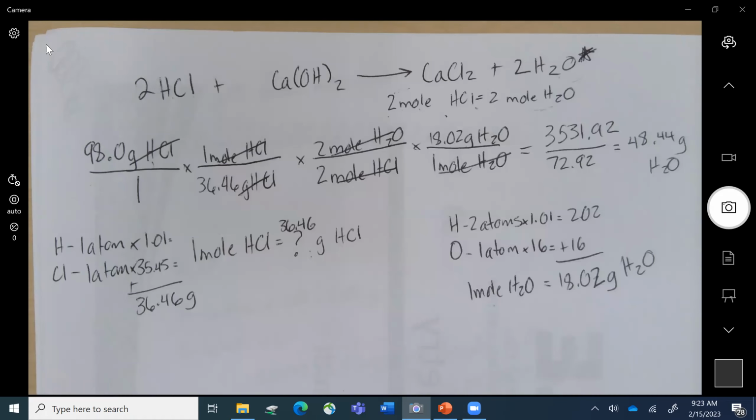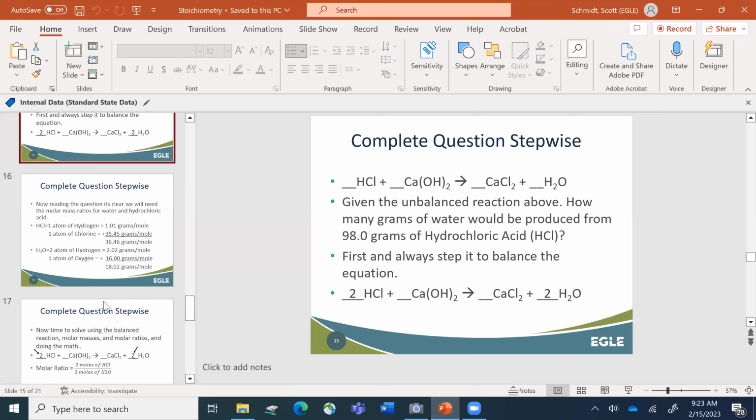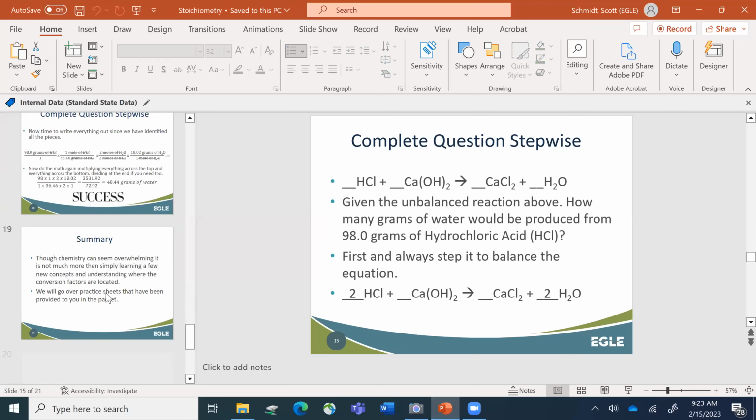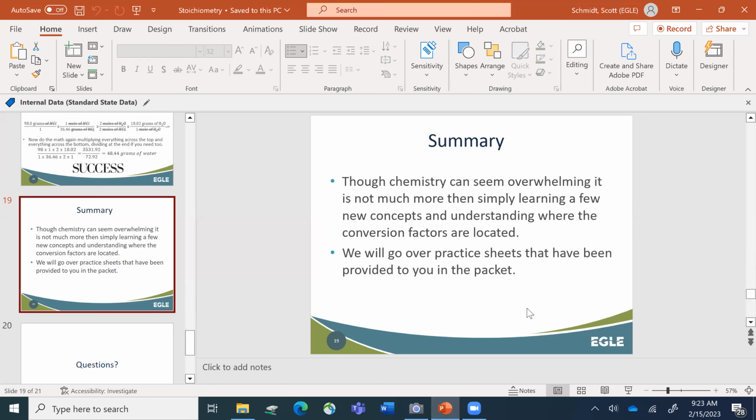We're at almost the midway point, almost an hour in. I think my PowerPoint is done. All right, complete stepwise. Basically, though this is going to seem overwhelming, it's nothing more than a unit conversion, but understanding where your conversion factors come from, okay? So the remainder of the time, we're going to be going through the rest of the sheets, and there's no way I'm going to get through 12 pages.